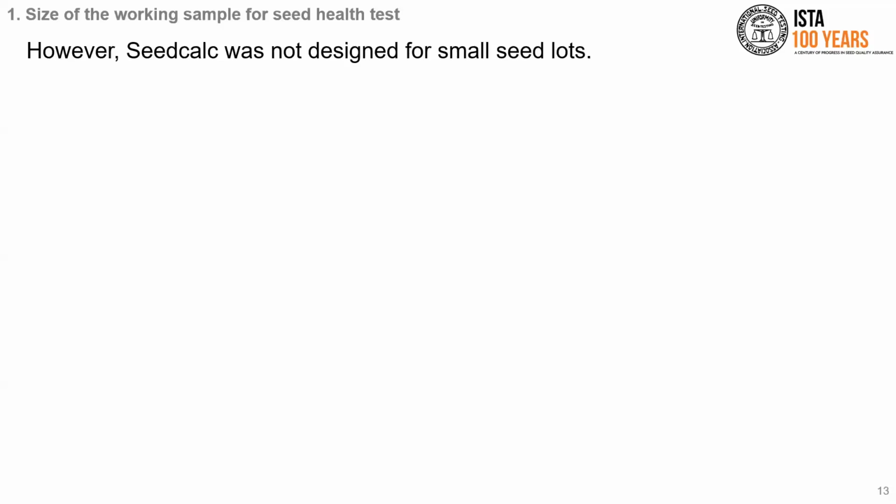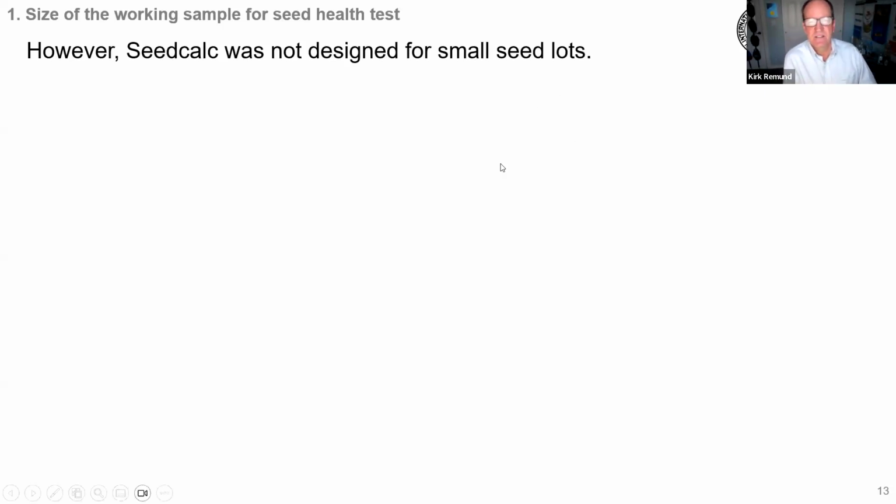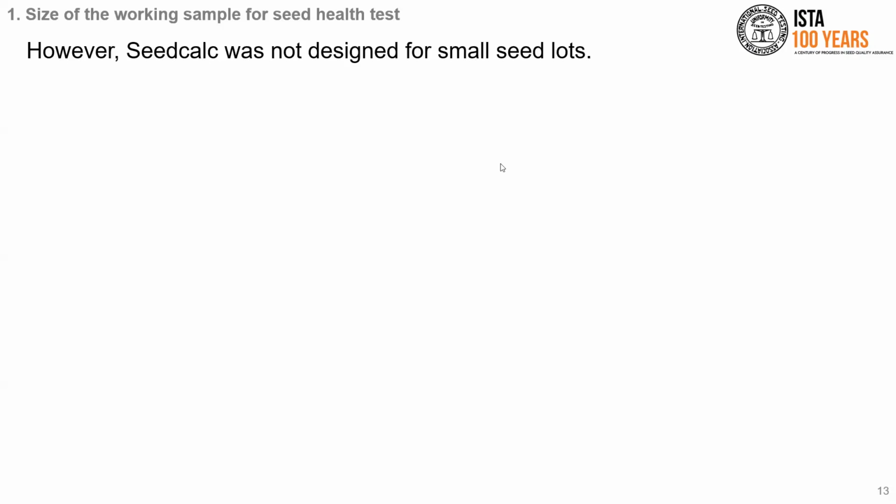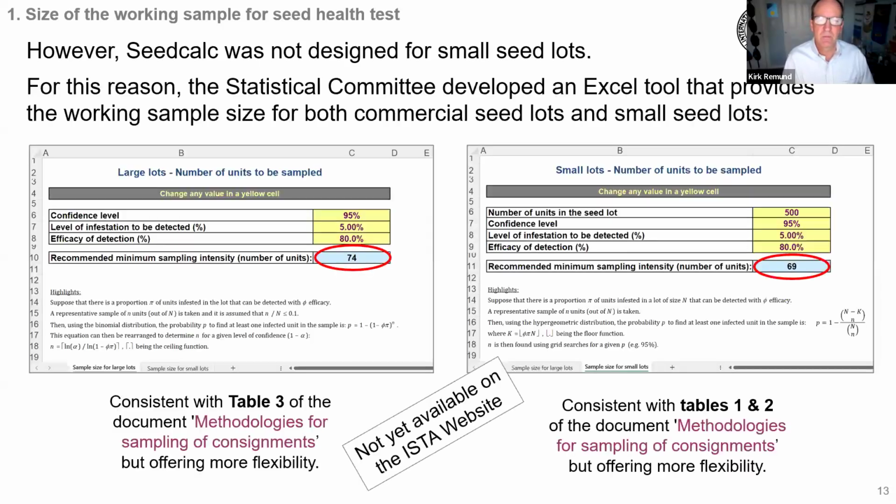So SeedCalc is very useful, again, for those commercial seed lots, the large ones, where the sample size is less than 10% of the population size. There's another tool available by the Statistics Committee. It's another Excel tool. Unfortunately, we don't have it on the ISTA website yet. I imagine we could get you copies if you're interested. We hope to put it on the ISTA website at some future point. But it has a very similar utility.